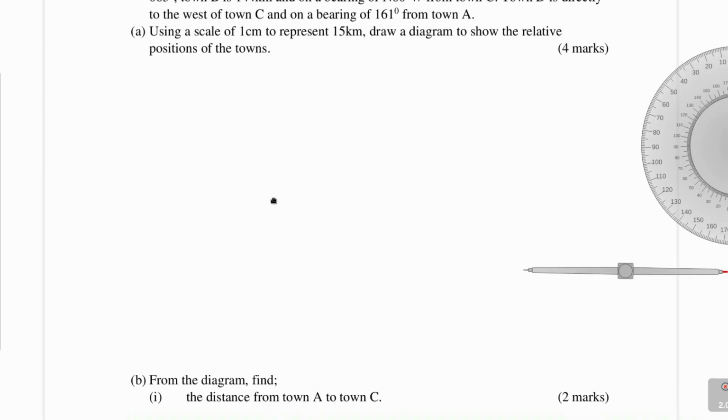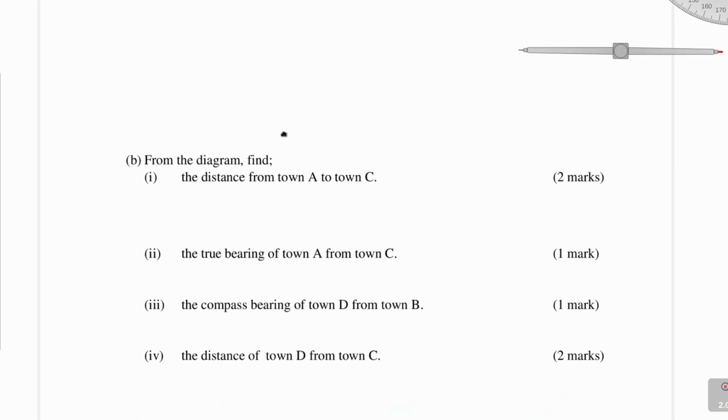Then the second part is here. Part B. From the diagram, find: 1. The distance from town A to town C, 2 marks. 2. The true bearing of town A from town C, 1 mark. Then 3. The compass bearing of town D from town B, 1 mark. And lastly, the distance of town D from town C.